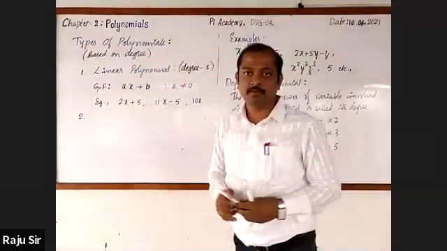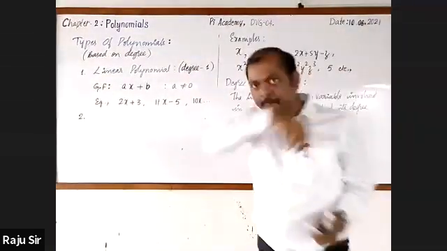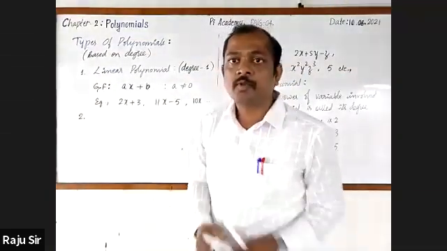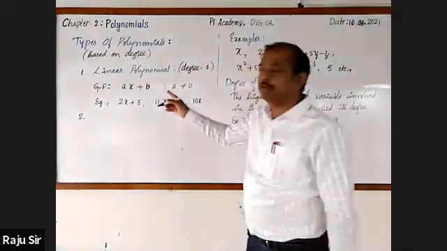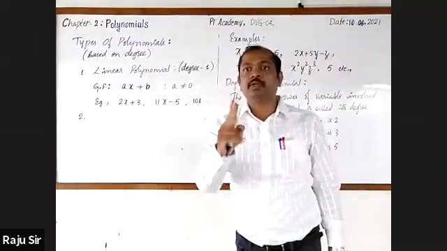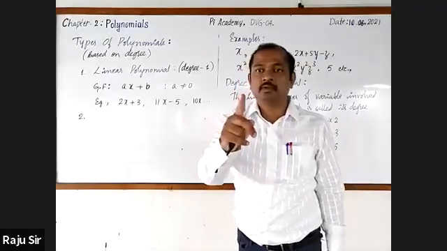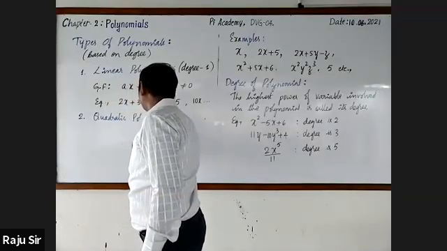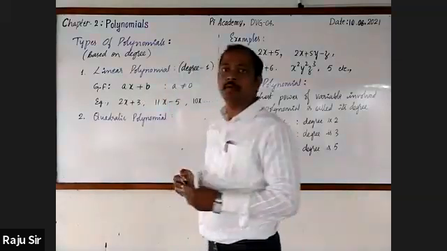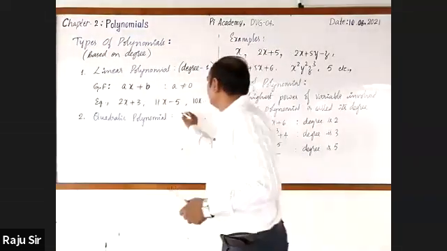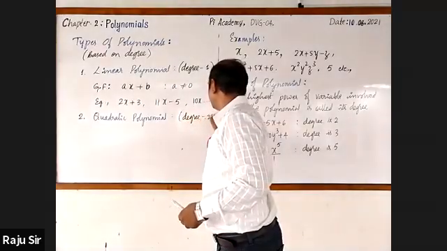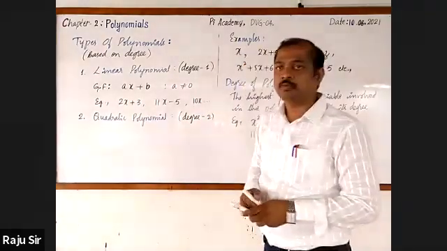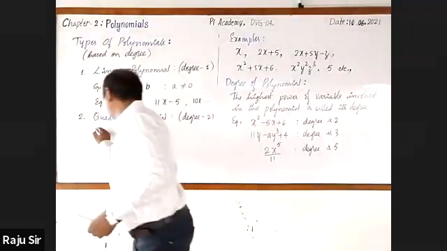Next, second one. A polynomial of degree 2 is called quadratic polynomial. In bracket you write its degree is 2. Degree 2. And let us write its general form.